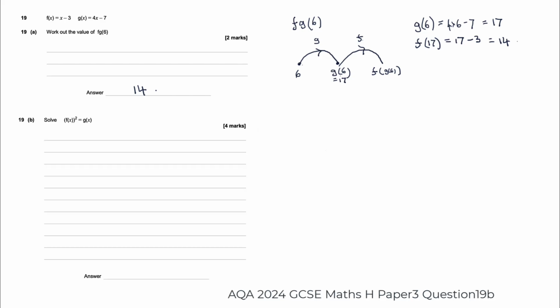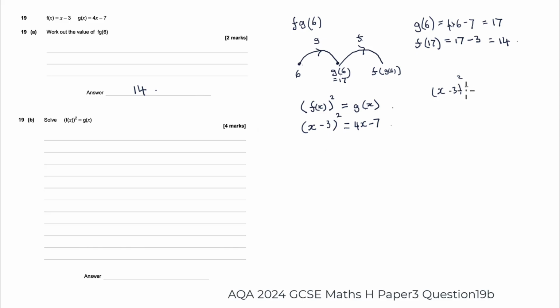Let's have a look at part B. Here we're using the same two functions, and on the left hand side we've got f of x, and then we're squaring that, and that's equal to g of x. So let's look at what f of x is. F of x is x minus 3. So we're taking x minus 3 and we're squaring it. And what do we know about g of x? It's 4x minus 7. So we're sitting looking at an equation with x in it. First of all, let's tackle the x minus 3 squared.